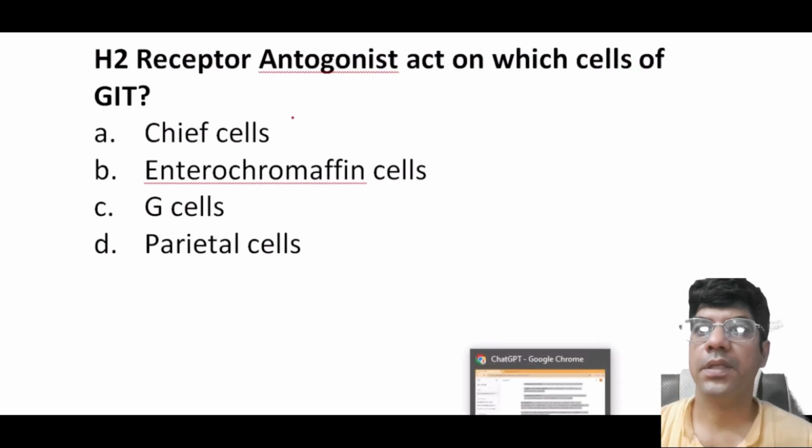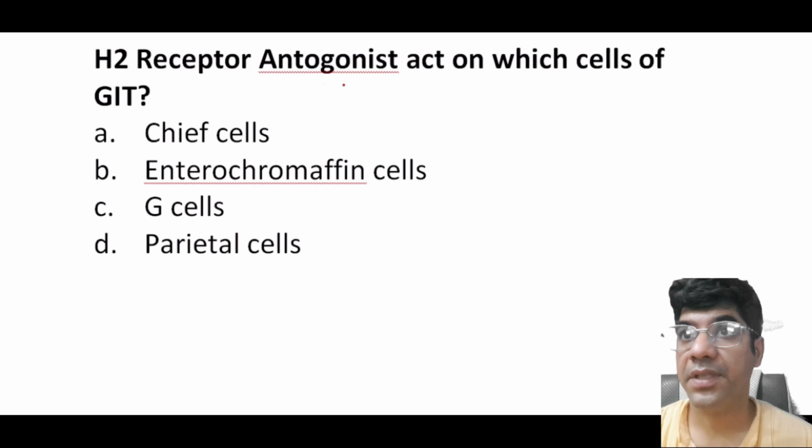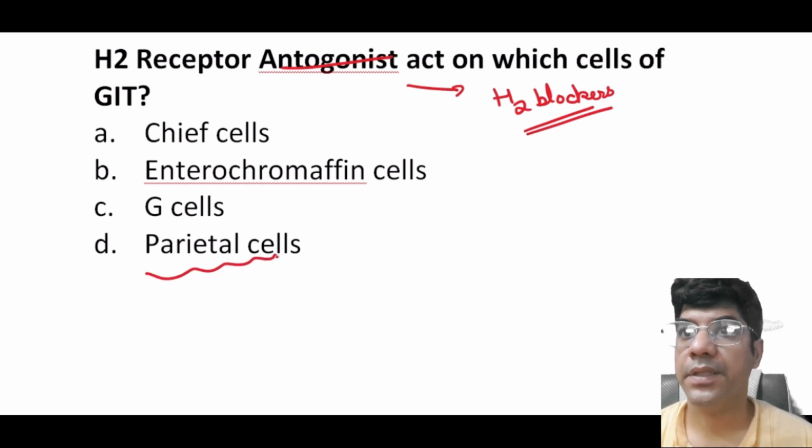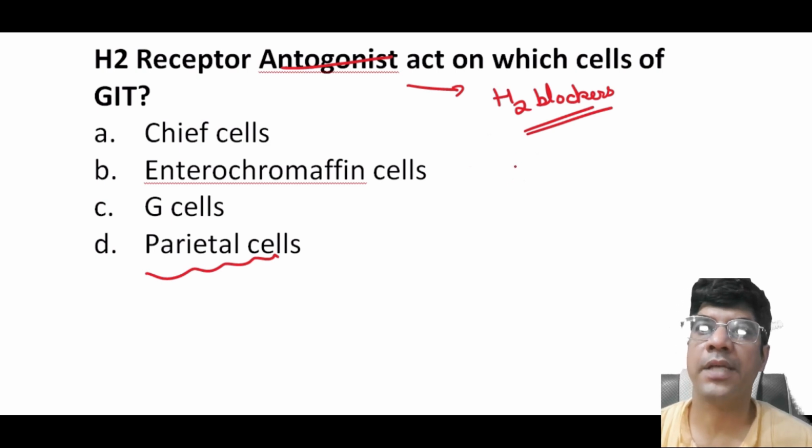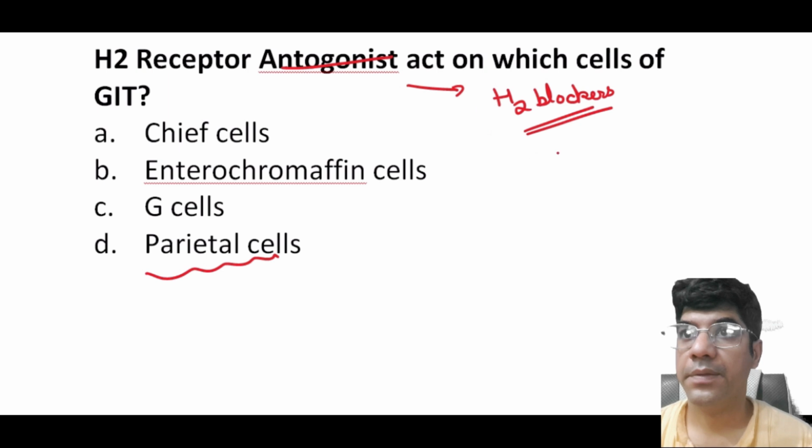Coming to the next question, the H2 receptor antagonists, that are the H2 blockers, act on which cells of the GIT? The answer would be parietal cells. So H2 receptor antagonists are also known as H2 blockers. They are drugs that are used to block the action of histamine on the parietal cells in the stomach.